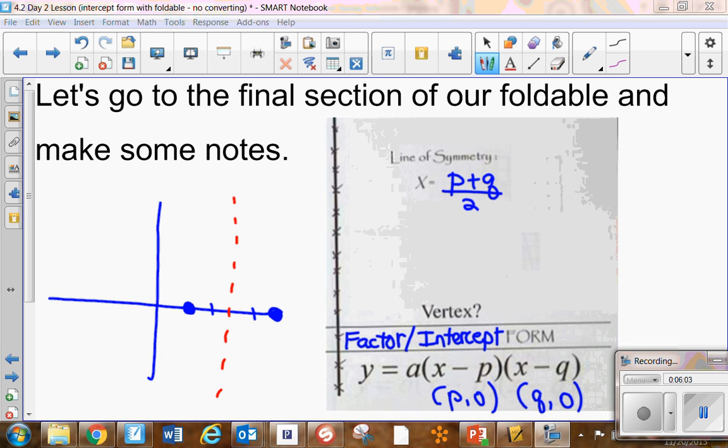You know what? Let's do it with numbers here. And then real quick, the vertex shares this as its x value. So it's going to be that same formula for the x of the vertex. And then how will I find the y of the vertex? The p word. Plug it in.